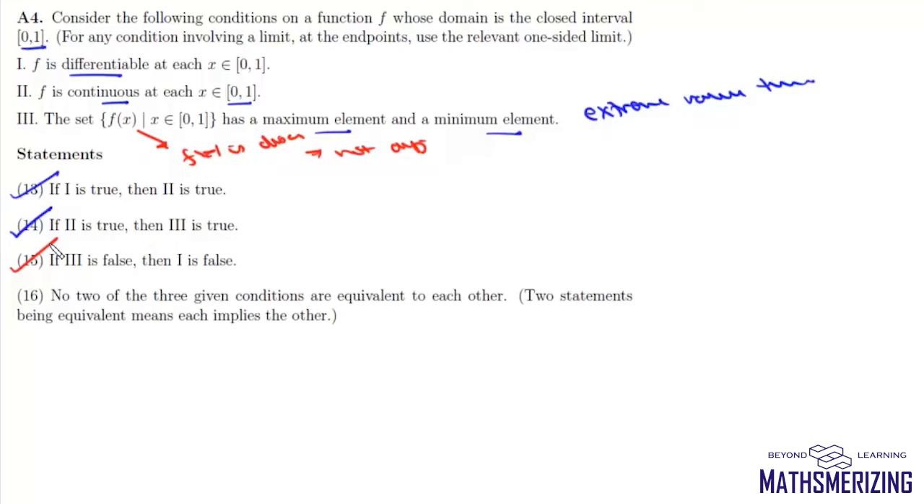Now 16 is, no two of the three given conditions are equivalent to each other. Now basically if we look at first and second, then first implies second, but second doesn't imply first. In the same way, second implies third, but third doesn't imply second, and first implies third, but third doesn't imply first. So all the three statements are not equivalent to each other. That means statement 16 is also correct. So the correct statements are 13, 14, 15 and 16.